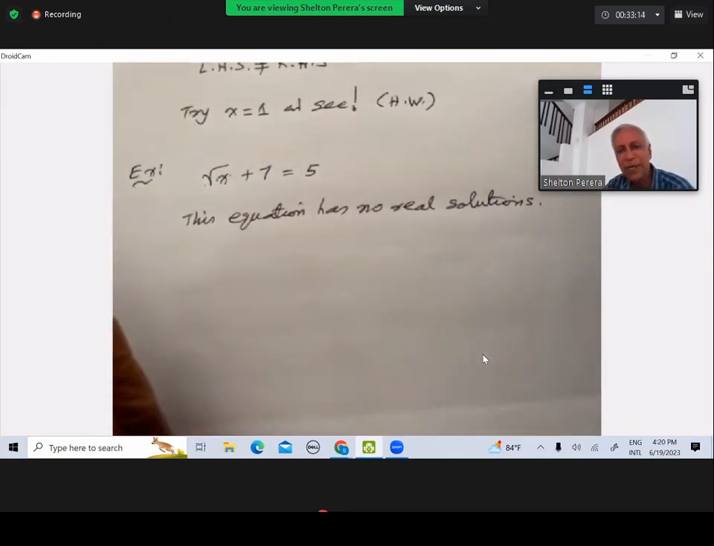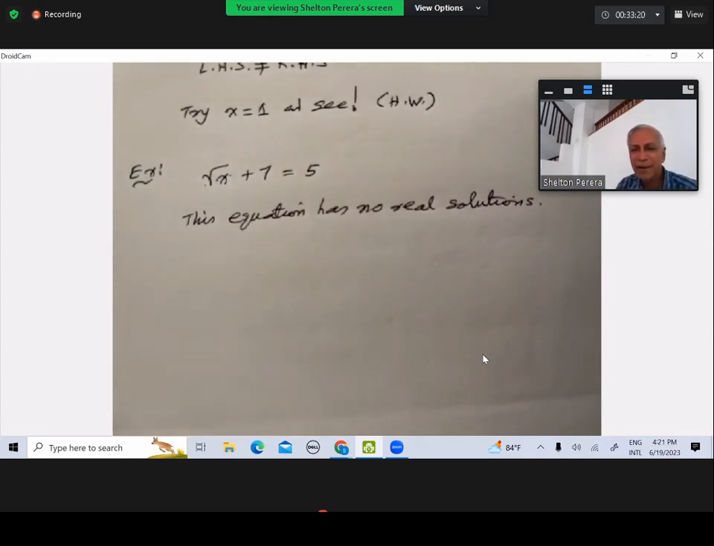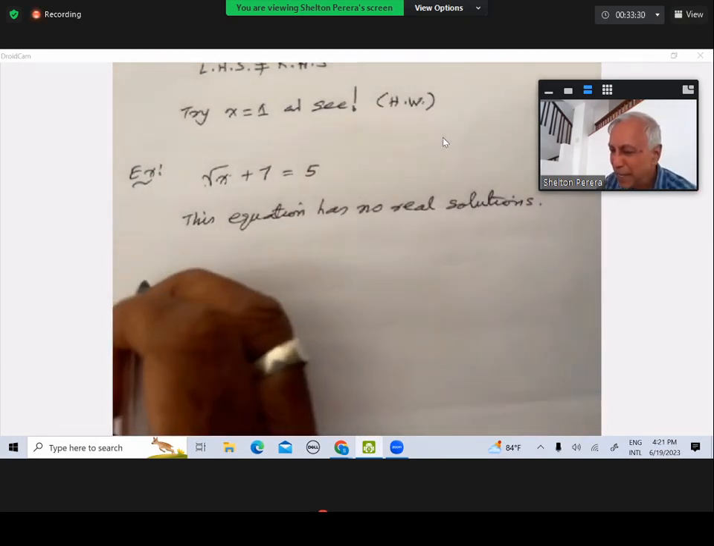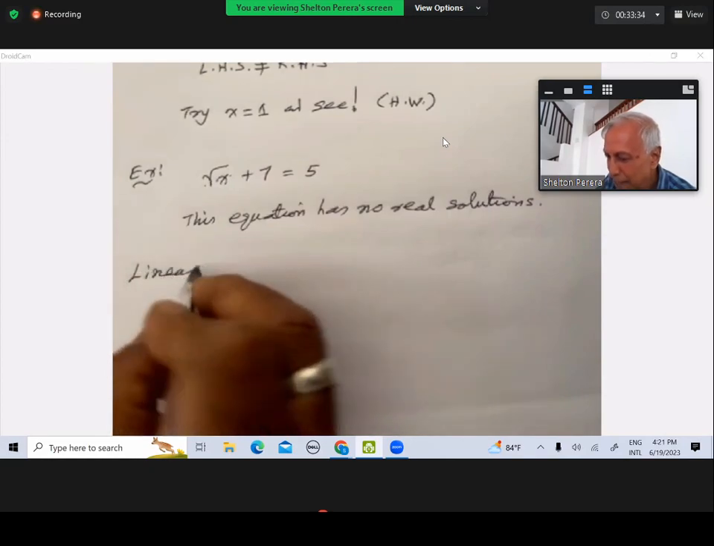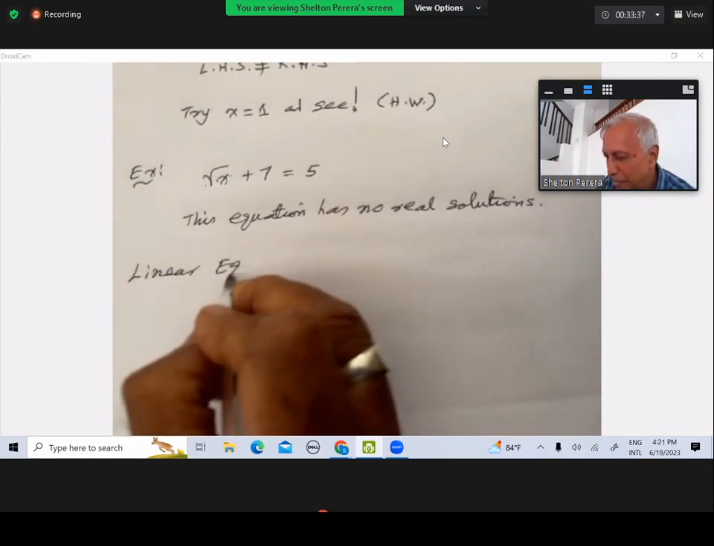The next topic is the first topic that we consider. So we basically talked about equations, some examples were given, and we also explained what a solution means. Okay, thank you. Now, the next thing is, what is a linear equation? Next topic, linear equations.